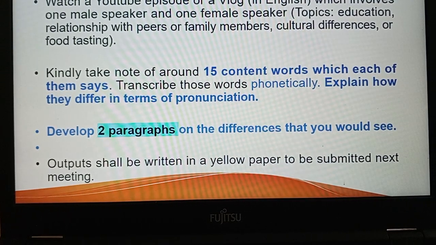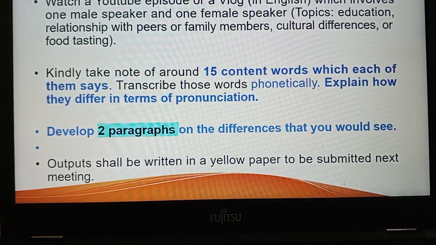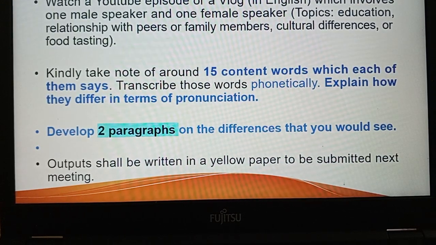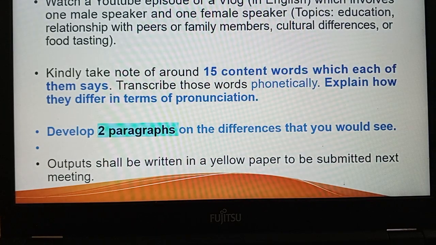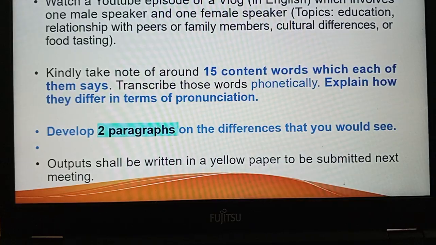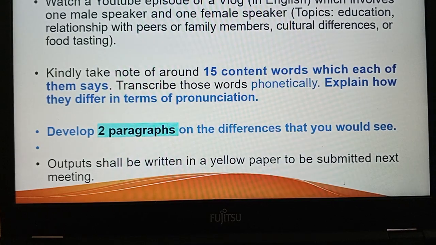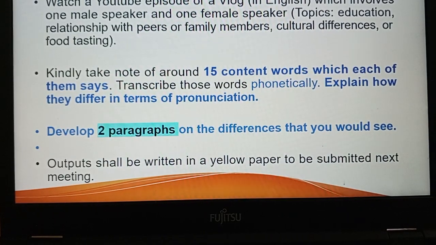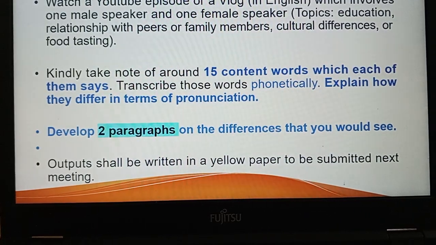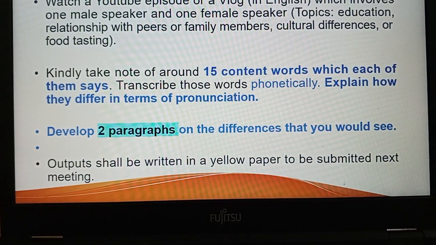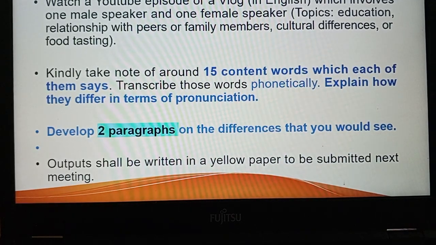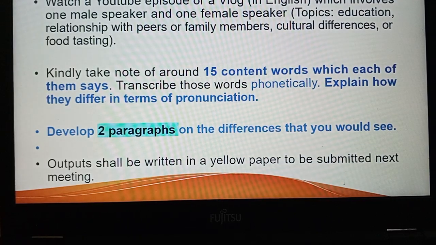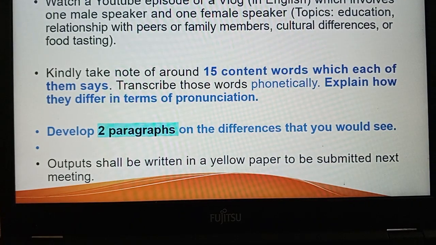You make your own table and then transcribe. So there'll be 4 columns. The first column would be the words spoken by the male speaker. The second column would be their transcription, how you learned about transcription. The third column would be the words spoken by the female. And the fourth column would be the phonetic transcription again. Take note of the differences. For example, how do they pronounce V or B? How do they pronounce F or P? And other differences. So after making a table, develop 2 paragraphs on the differences that you would see. What do you notice about their differences?